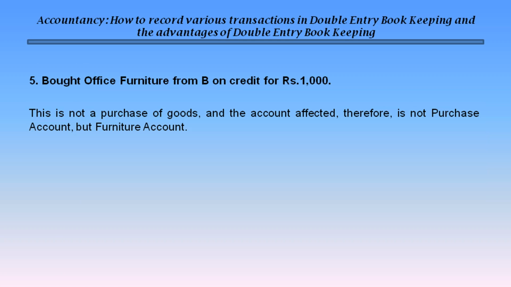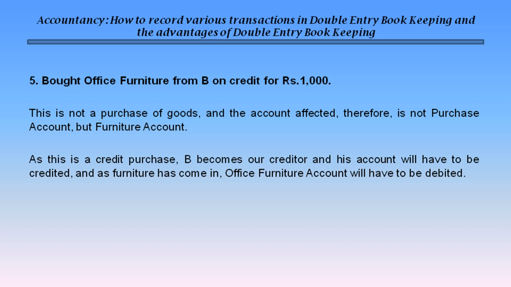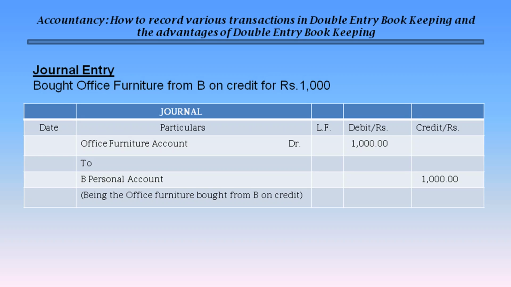Bought office furniture from B on credit for rupees 1000. This is not a purchase of goods and the account affected therefore is not purchase account but furniture account. As this is a credit purchase, B becomes our creditor and his account will have to be credited, and as furniture has come in, office furniture account will have to be debited.